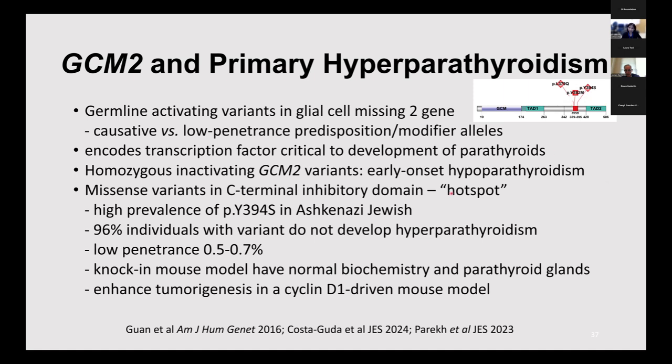And so population studies have shown that 96% of individuals with the variant do not develop hyperparathyroidism. So the penetrance is estimated at about 0.5%. And this is also supported by knock-in mouse models that have shown that these models develop normal biochemistry and normal-sized parathyroid glands. However, this does appear to be a predisposition allele because when crossed with a cyclin D1-driven mouse model, these mice develop primary hyperparathyroidism.